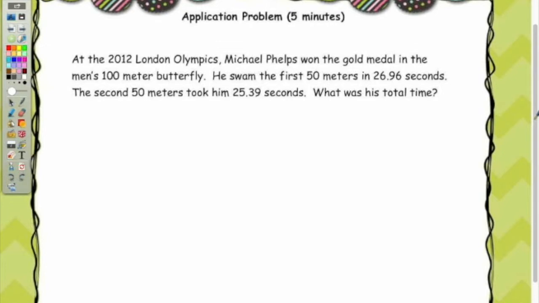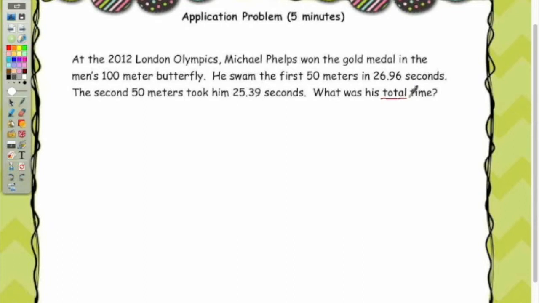Okay, can I go ahead and read this? Yeah. At the 2012 London Olympics, Michael Phelps won the gold medal in the men's 100-meter butterfly. He swam the first 50 meters in 26.96 seconds. The second 50 meters took him 25.39 seconds. What is his total time?